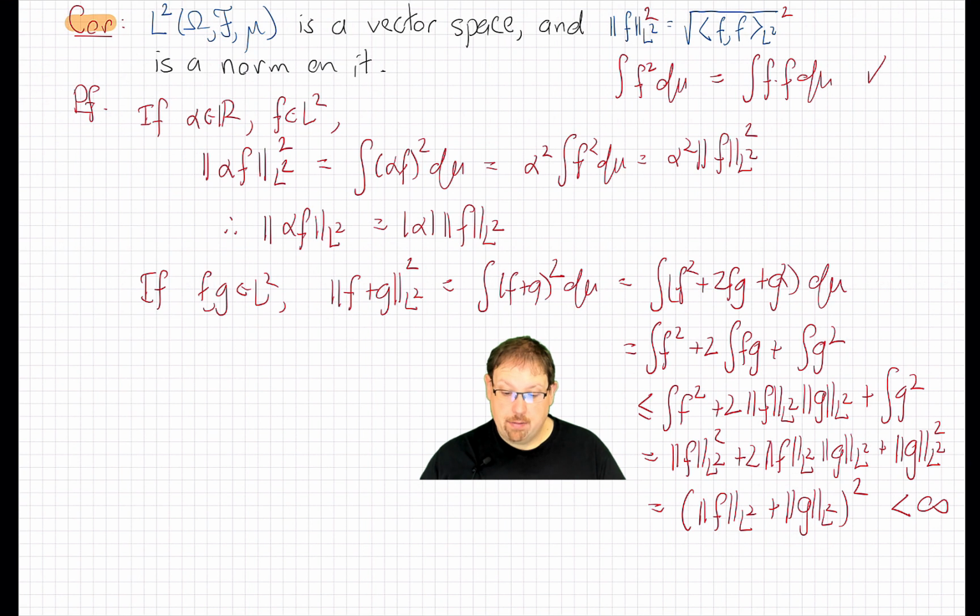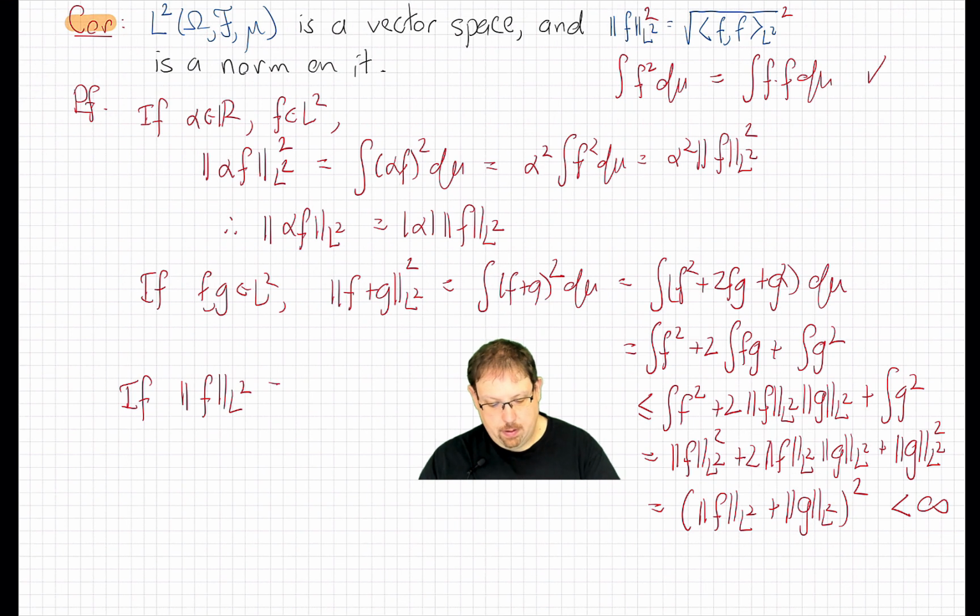So the only thing we have left to check, now that we know that L2 is a vector space, is that the L2 norm is genuinely a norm. And the only condition left on that score is to see what happens when it equals 0. If the L2 norm of an L2 function equals 0, then squaring both sides, that says that the integral of f squared d mu equals 0.